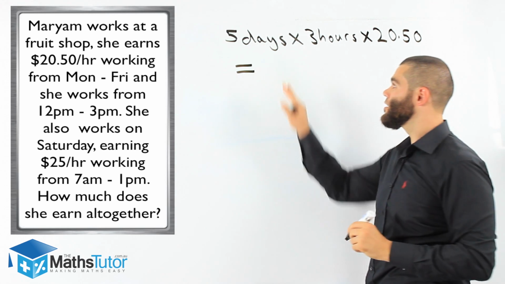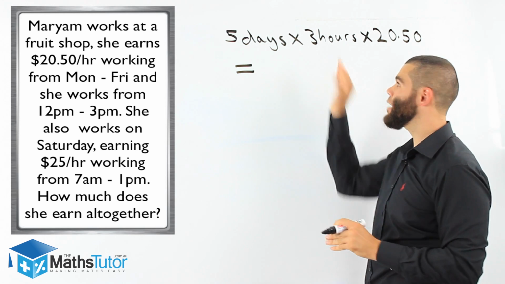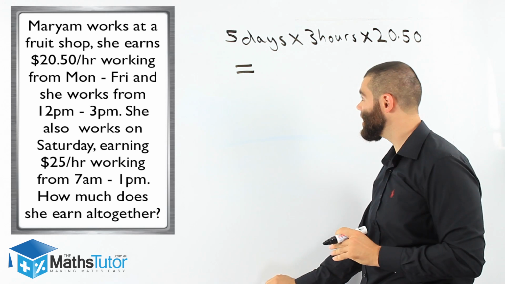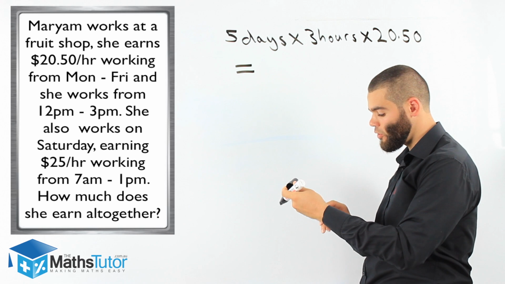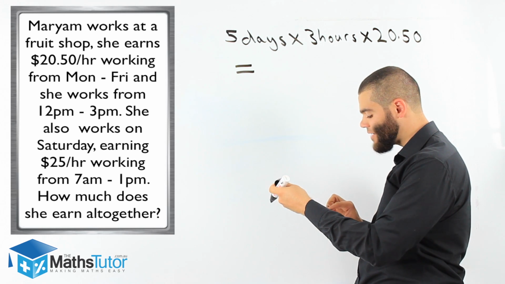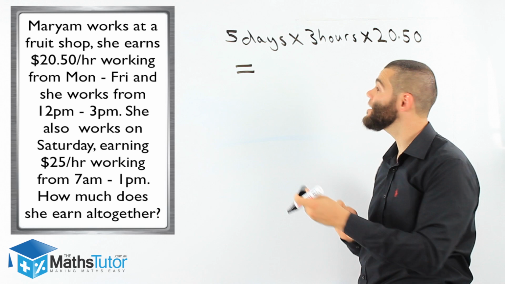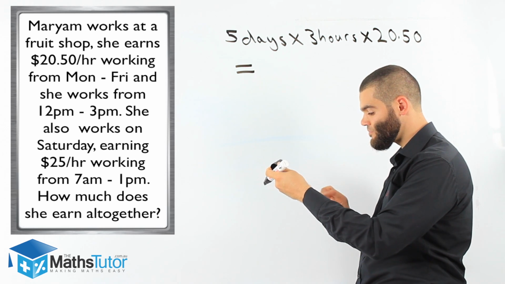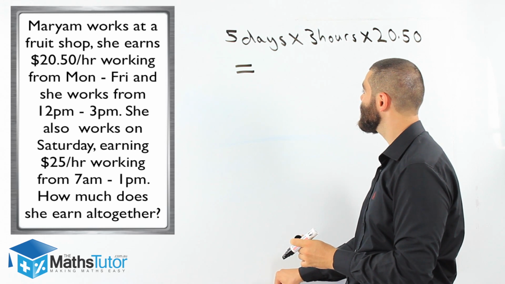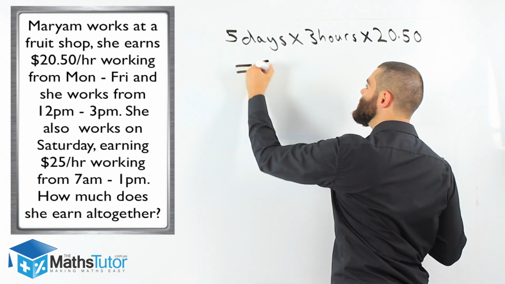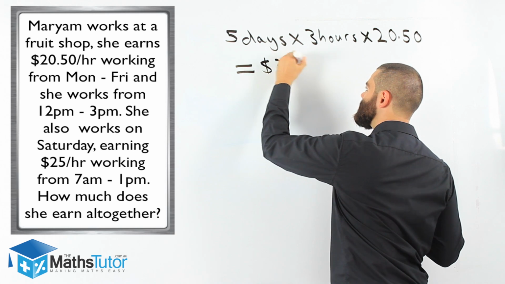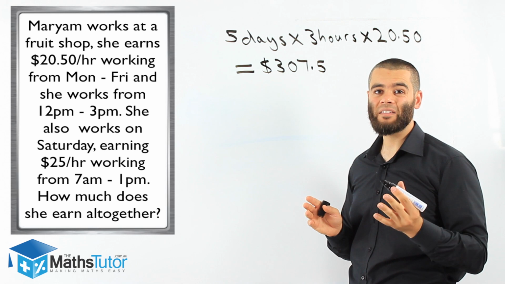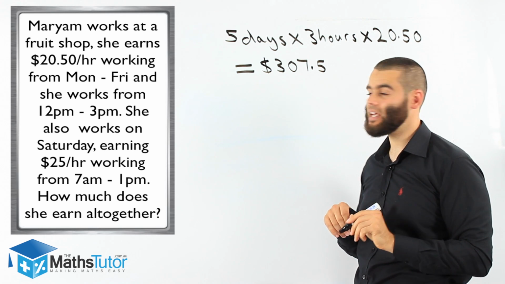It's that simple. 5 days, she works 3 hours every day. She gets $20.50 for every hour. Grab your calculator. Let's work out how much she earns for the weekdays. So we have 5 days times 3 hours every day times $20.50. On the weekdays, she earns $307.50. That's her weekdays. Monday to Friday, 3 hours every day.